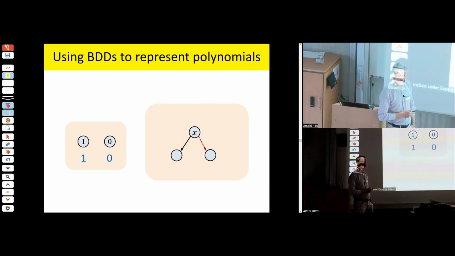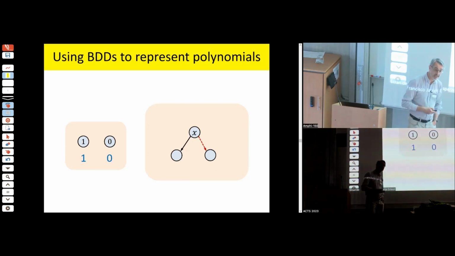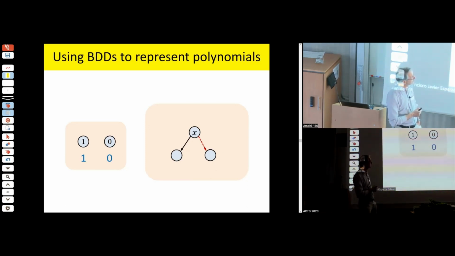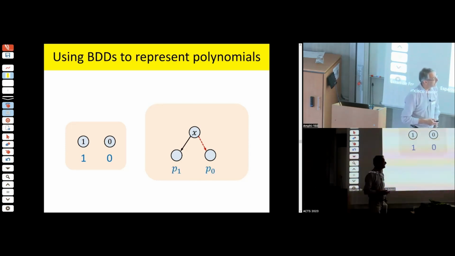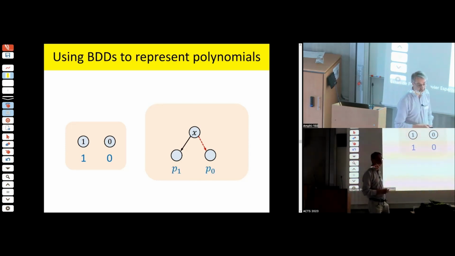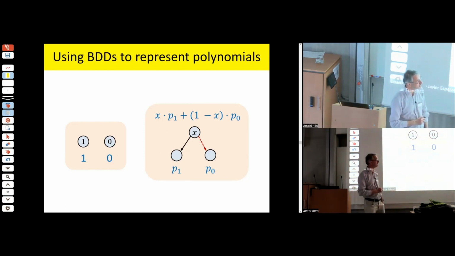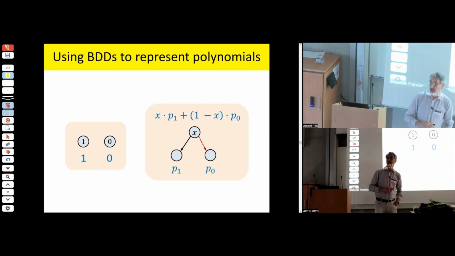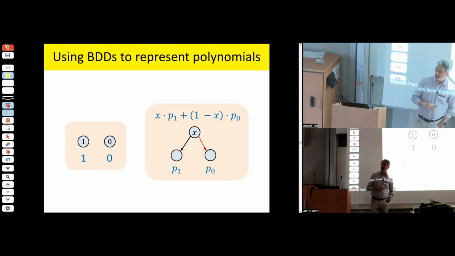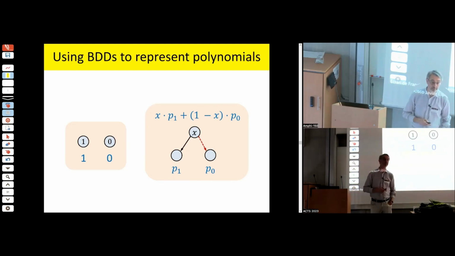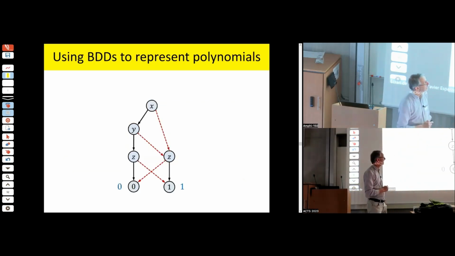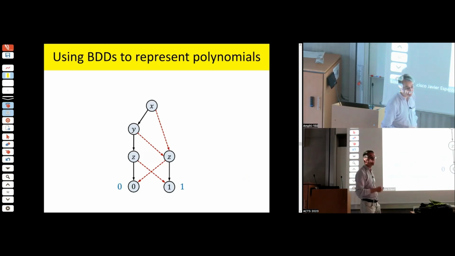Good. So then, if we want to see BDDs as polynomials, what do you do? You assign to these two BDDs the polynomials which are identically 1 or 0. And if p1 and p0 are the polynomials assigned to those two nodes, you assign to this node this polynomial, x times p1 plus (1 minus x) times p0. And in this way, every BDD is representing not only a formula, but also a polynomial. Okay? Good.